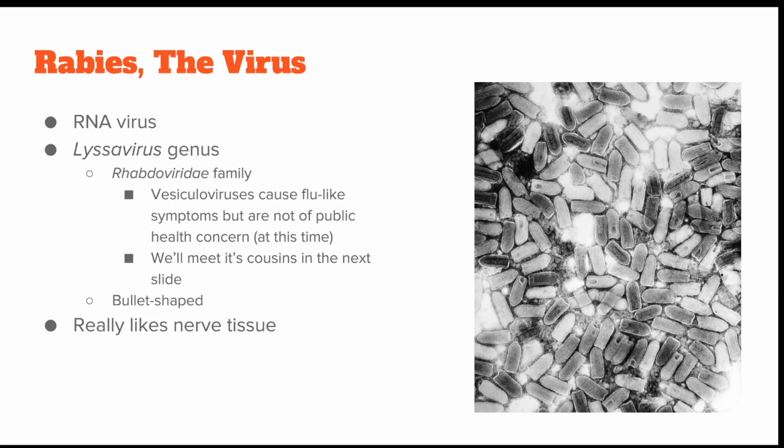But it does happen where people have some sort of exposure to a wild animal, and they get hit with the vesicular virus, but not as common as the rabies virus. And we'll talk a little bit about the cousins here in a second.